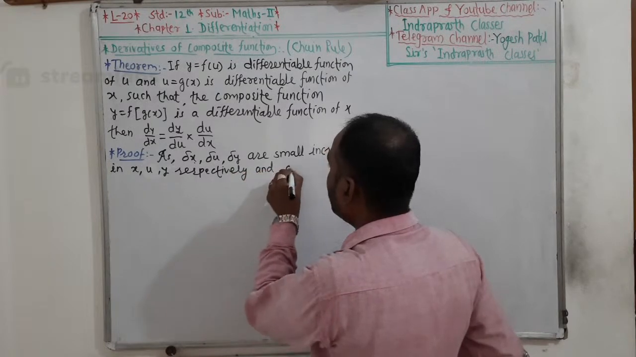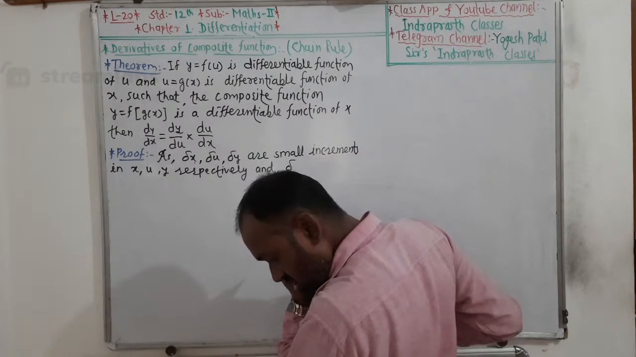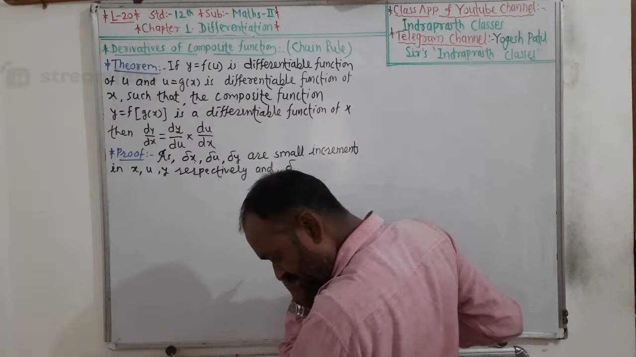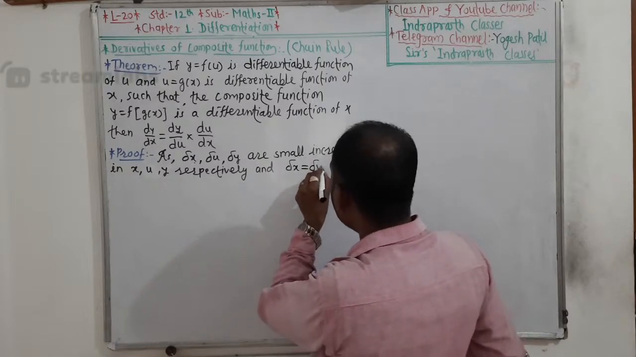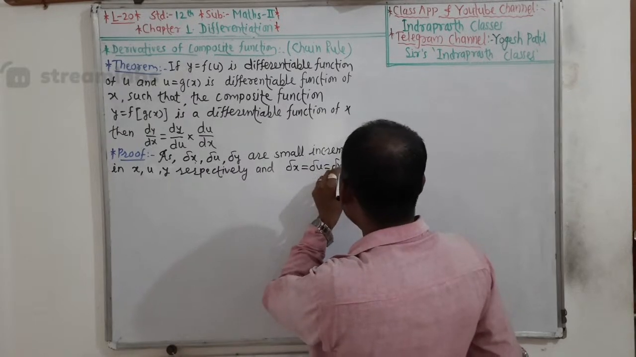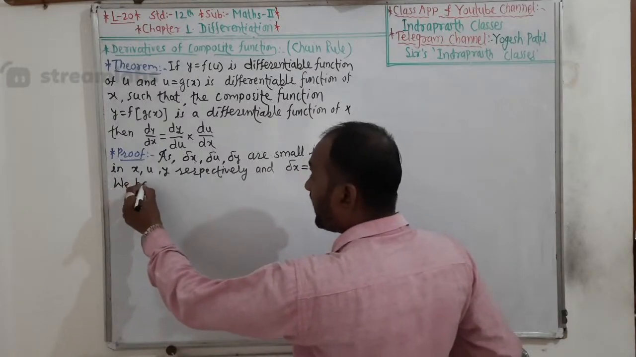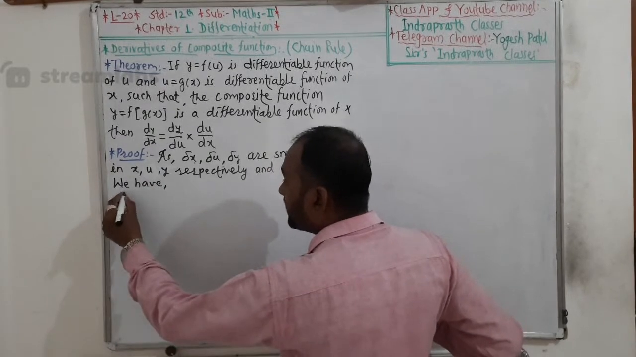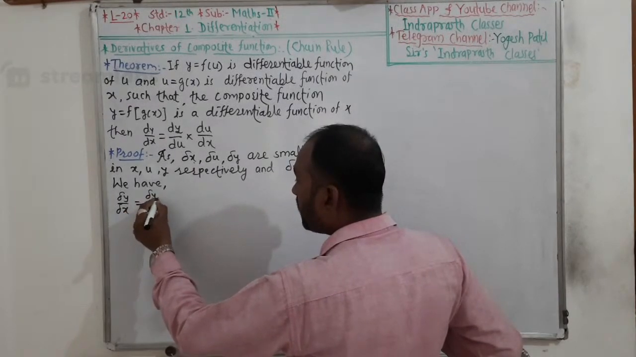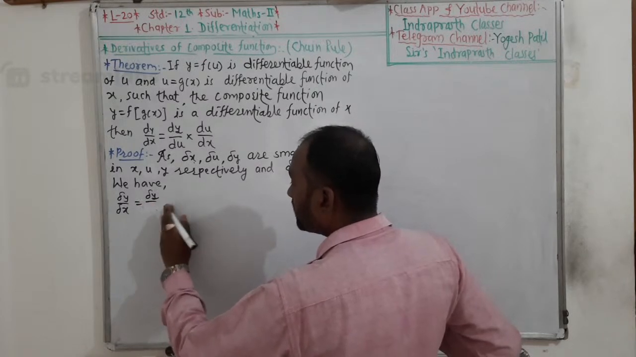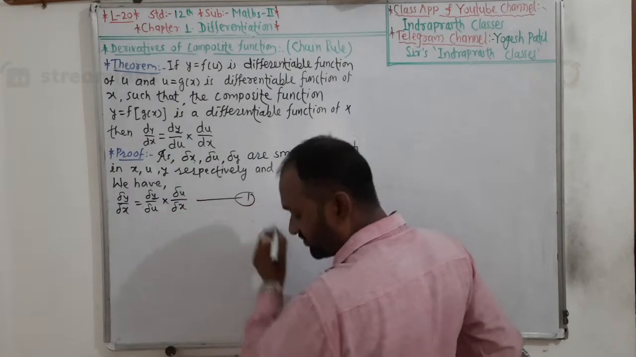And delta x, delta u and delta y are non-zero. So we have delta y upon delta x is equal to delta y upon delta u into delta u upon delta x, called equation 4.